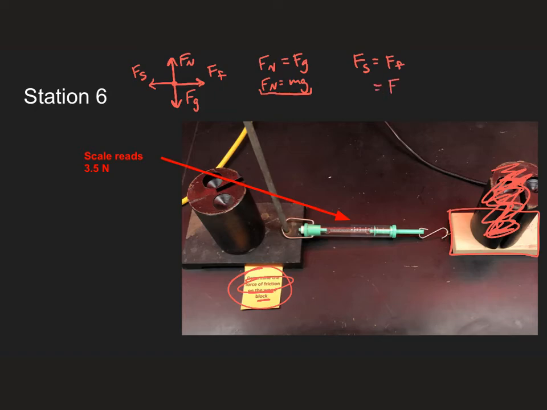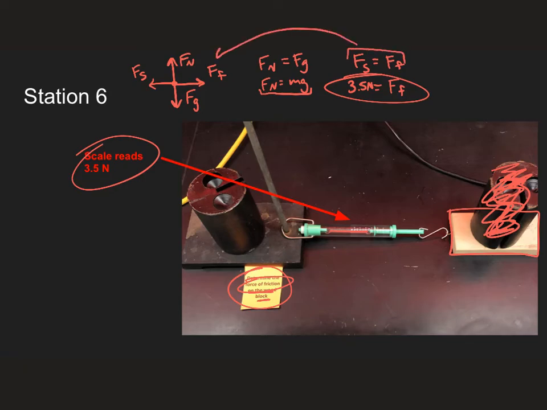So I'm looking for the force of friction. How am I going to figure out the spring force? Well, this tells me this scale reads 3.5 newtons. That's telling me the force that is felt in the spring. So spring force is 3.5 newtons. That is the force of friction. How do I know that? Because I've come up with this equation. How did I get that equation? Because I drew my diagram.